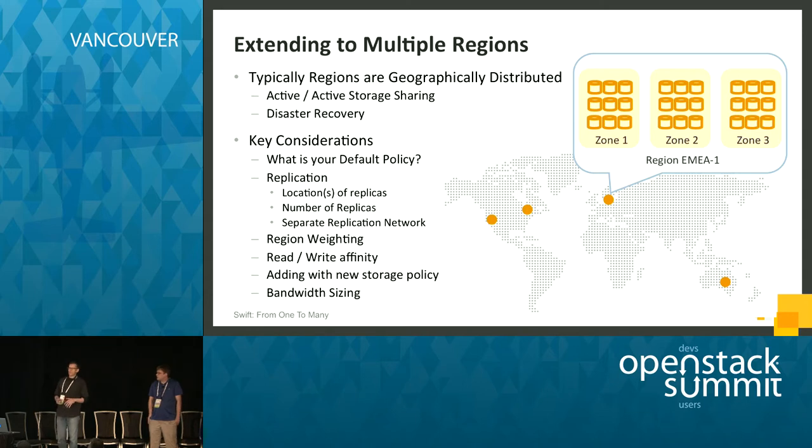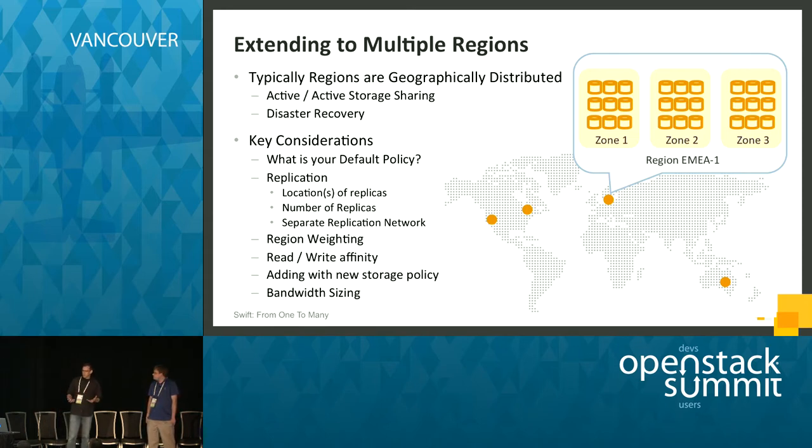Also, when you talk about extending to multiple regions, replication. So we have the location of replicas with our storage policy, the number of replicas. Also, you want to think about a separate replication network when you start splitting your cluster, especially across multiple regions. You want to enable that QoS. You want to make sure that if you have to rebalance your cluster, that you know how much data you're going to push across the wire, and make sure that you can handle that throughput.